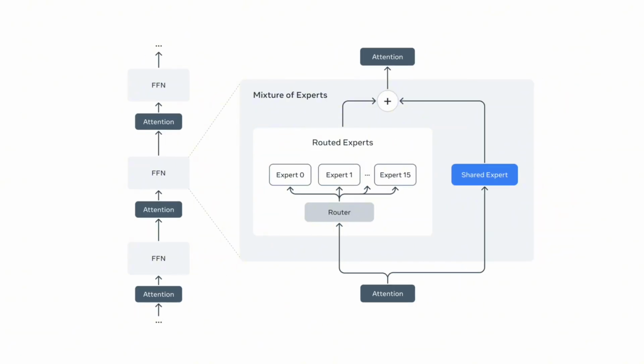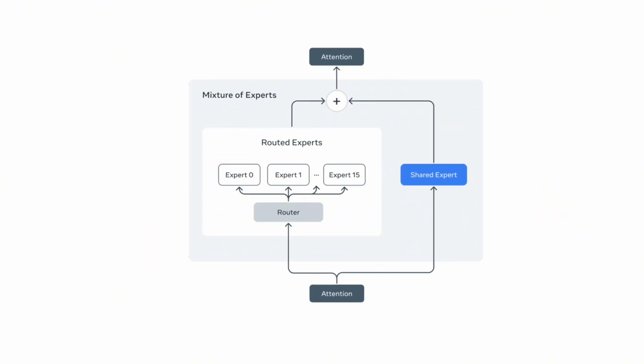LLaMA 4 uses a mixture of experts approach. Imagine a smart manager directing your question only to the specialists who know that topic best, rather than asking everyone. For example, history questions go to history experts, coding questions to programming experts. There's also one general expert who helps with everything. This smart routing system makes LLaMA 4 powerful while using computing resources efficiently.